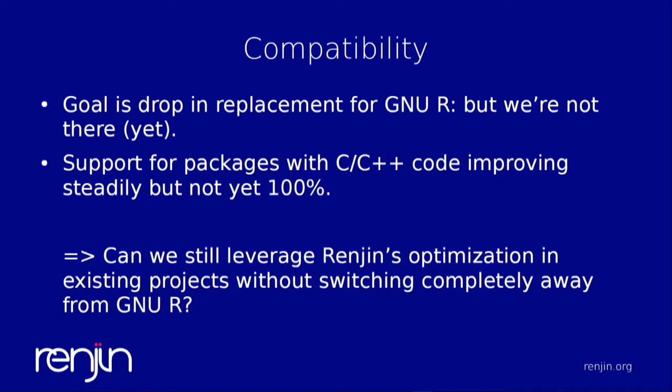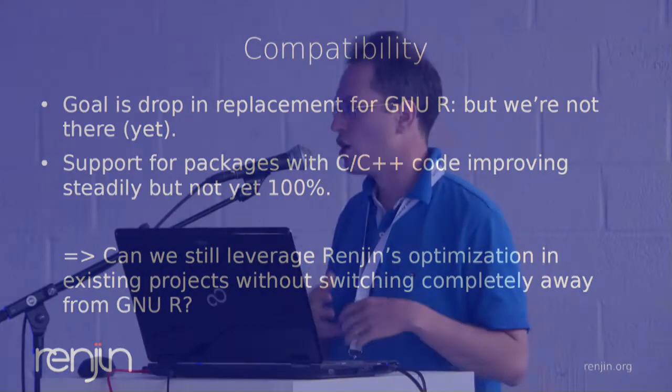And what we were thinking about is, is there still a way that we can leverage these powerful optimizations in our existing projects with clients, where maybe we're using GNU R or a set of packages that don't yet run on Renjin, and maybe just run parts of that code, the parts where we have bottlenecks, in Renjin? So can we just drop Renjin into an existing workflow?